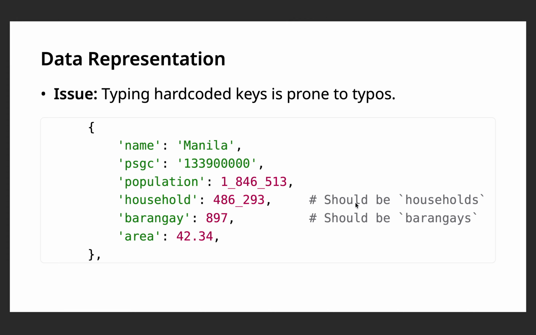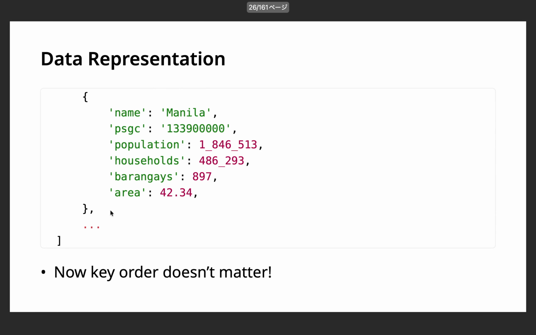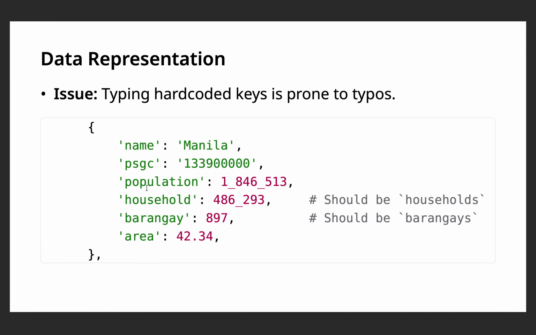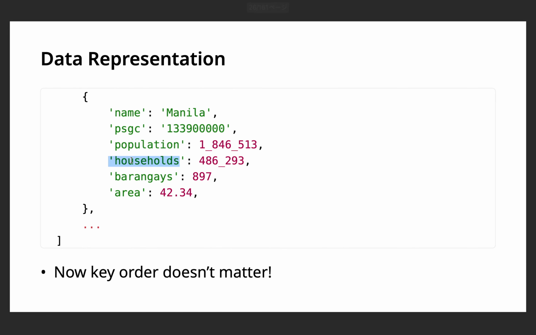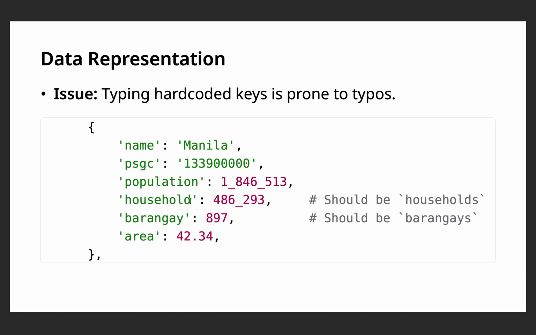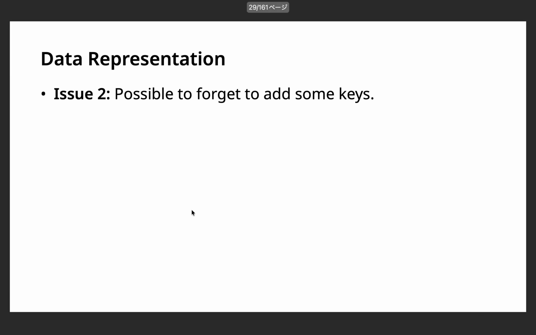So here, if you accidentally write it like this, household and this barangay, these are missing the letter S at the end. So these now represent different keys from the entries a while ago. So if you try to access this dictionary via the key households, you're going to get a key error now if you accidentally write the wrong key names.